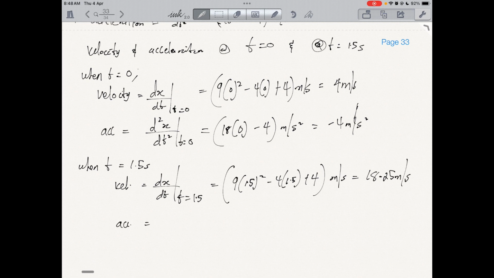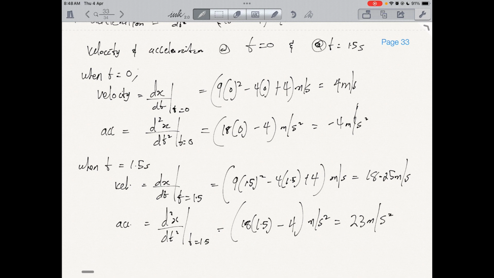And our acceleration at t equals 1.5 will be 18 into 1.5 minus 4, the unit being meters per second squared, and we'll have 23 meters per second squared.